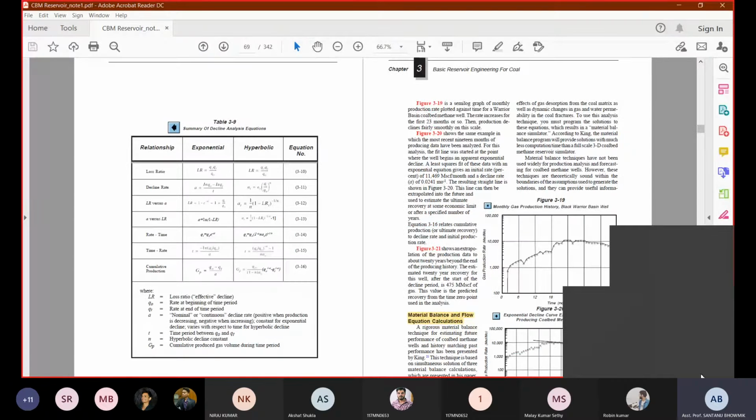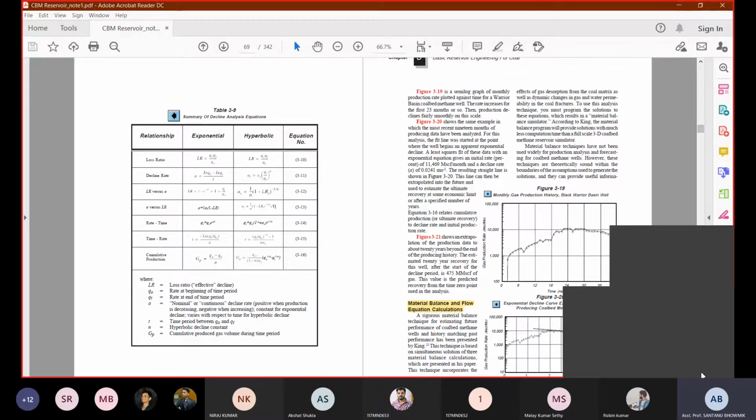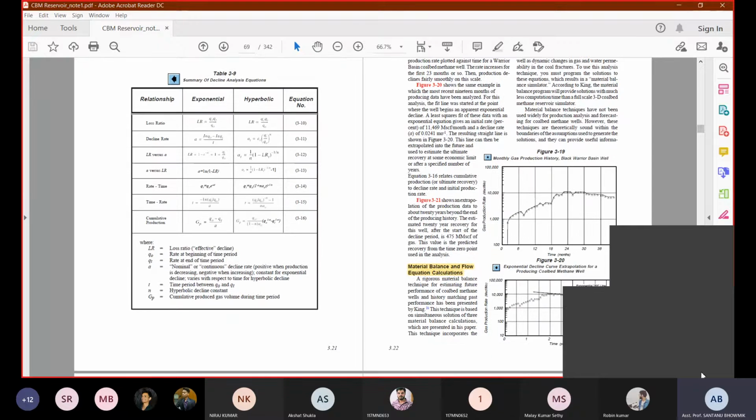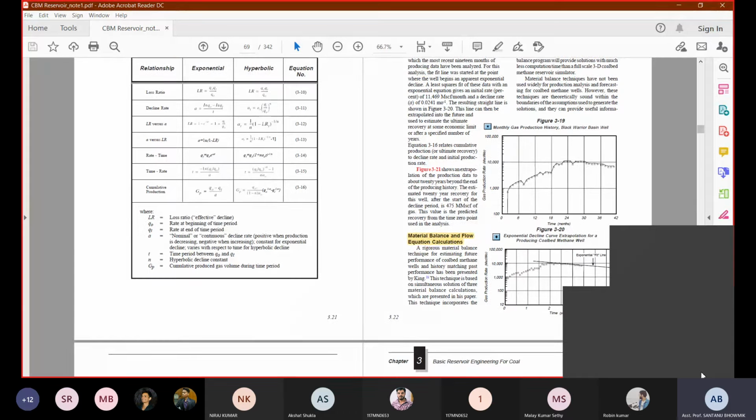Okay, so in continuation to that, the third part is the simulation. Simulation is a total process which will be continued for the total duration of the production life or the reservoir life. But the material balance equation is a very rigorous process. It is going to give you very accurate results.